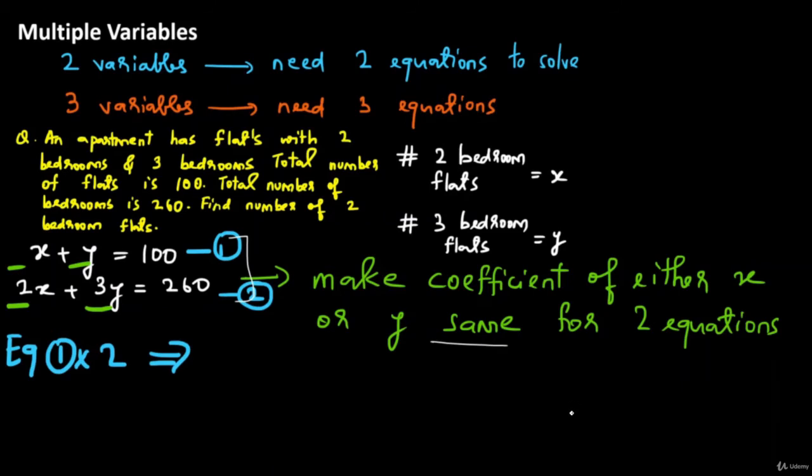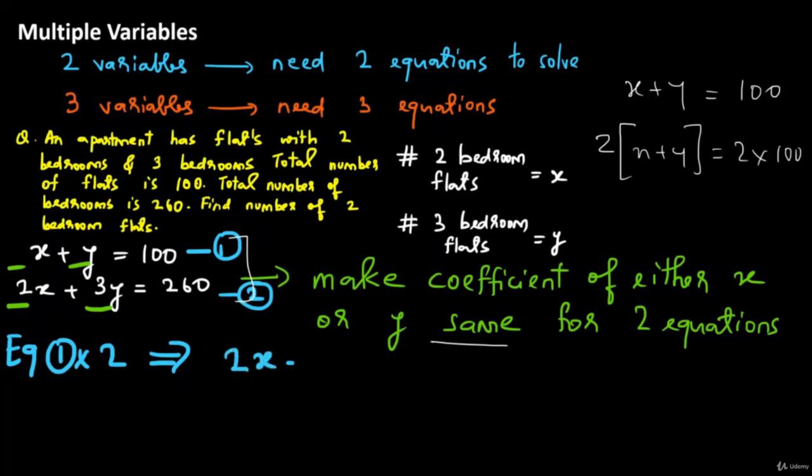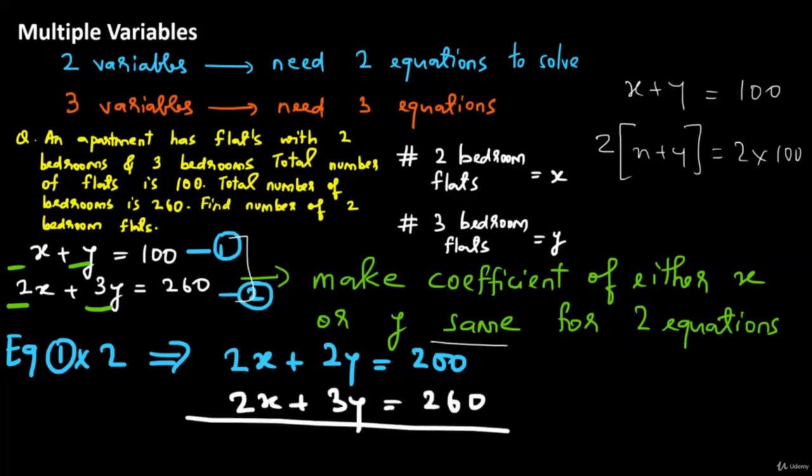We have seen that a balanced equation is like a balance. Whatever you do on the left hand side, you have to do on the right hand side. So I have x plus y is equal to 100. Now I can multiply both the sides with 2. So I get 2 into x plus y is equal to 2 into 100, right? So that is 2x plus 2y is equal to 200. Alright, and the second equation is 2x plus 3y is equal to 260.